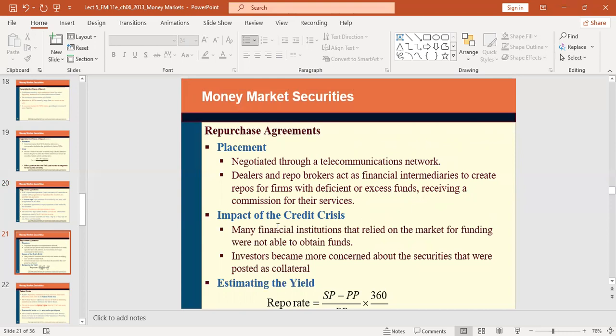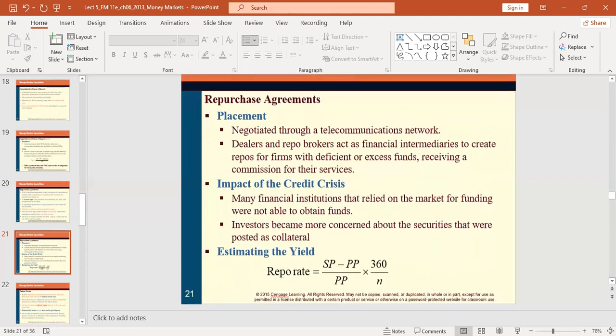Now, this repurchase agreement was affected by the credit crisis. Many financial institutions rely on the market for funding, and they were not able to obtain funds. So investors became more concerned about the securities that were posted as collateral. So there was a problem during the crisis period, and it affected this repo placement.